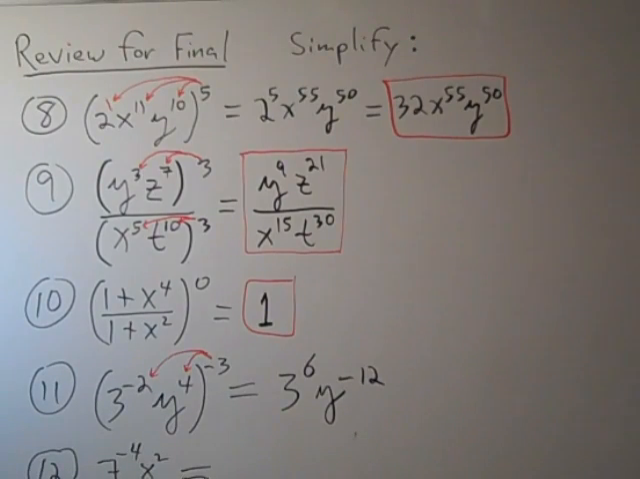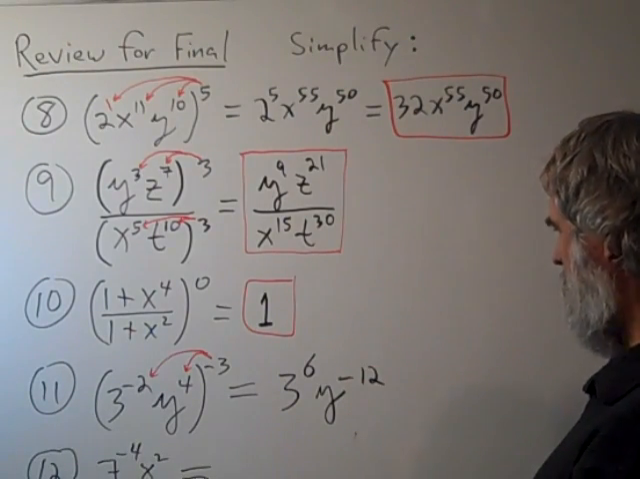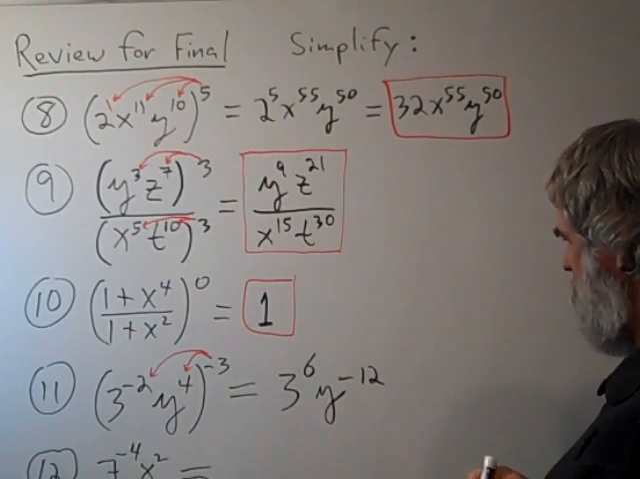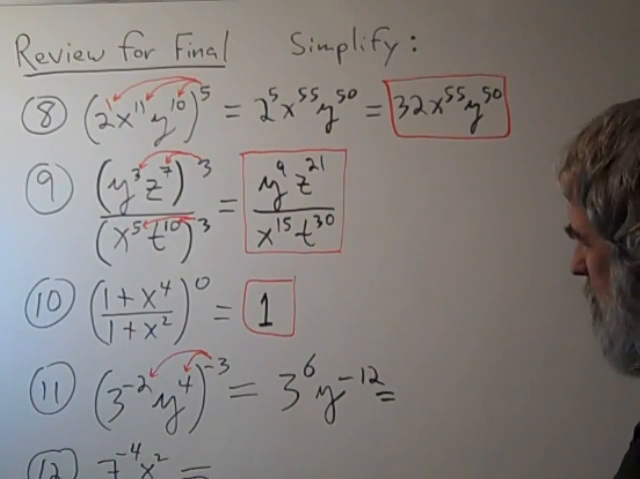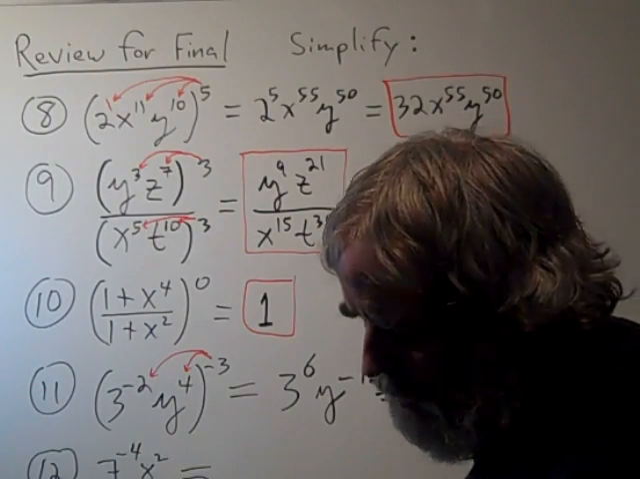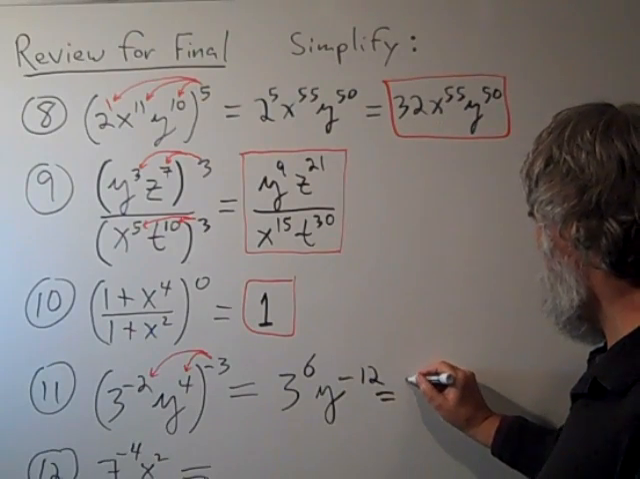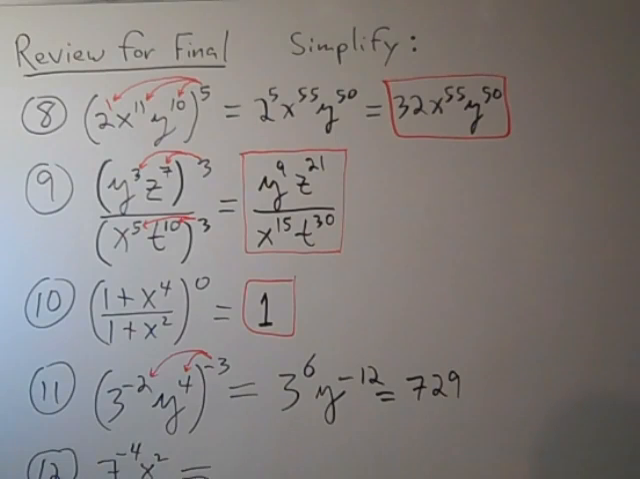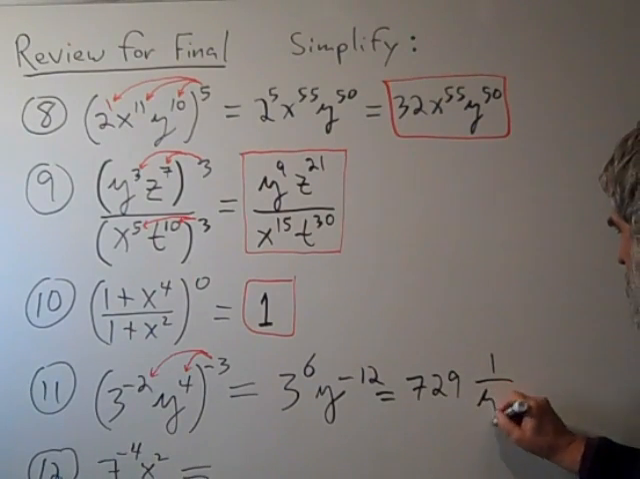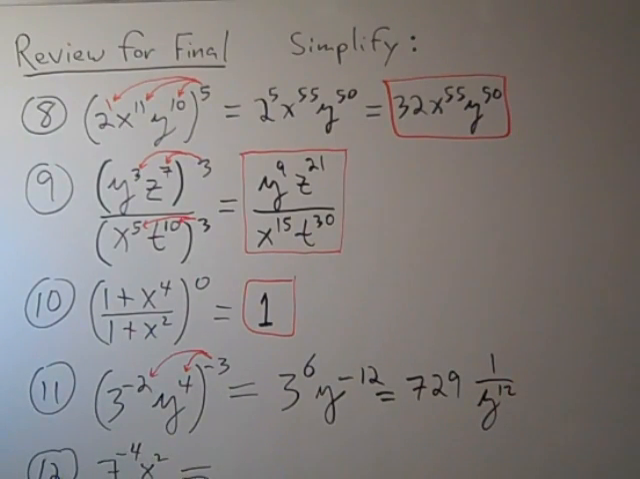So, well, let's write it now without a negative exponent. So y to the negative 12, also 3 to the 6th power, 729. And y to the negative 12th is 1 divided by y to the 12th. So we can write this as 729 divided by y to the 12th.